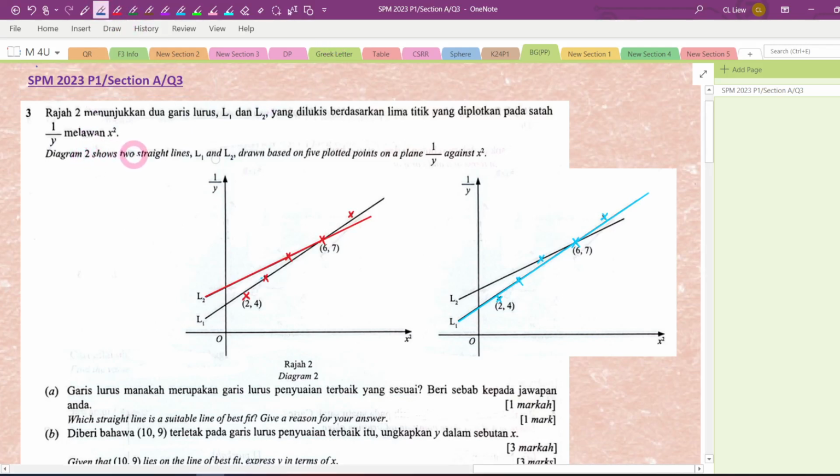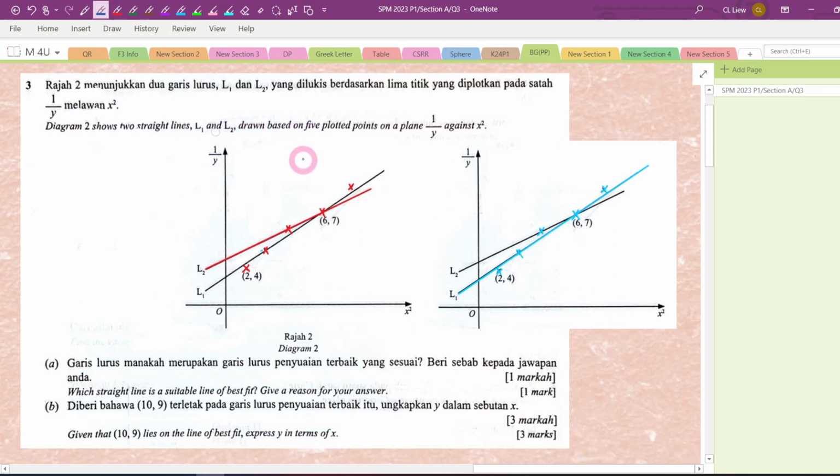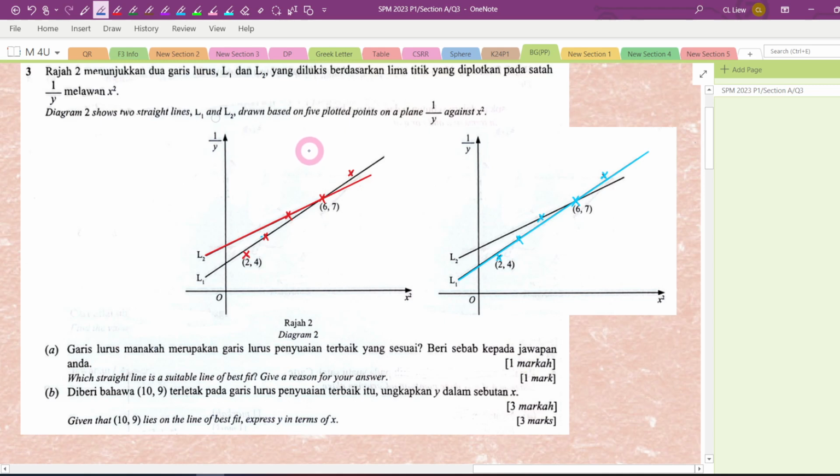Diagram 2 shows two straight lines L1 and L2 drawn based on 5 plotted points on a plane, 1 over y against x squared. For part A, the question is asking us which straight line is a suitable line of best fit. Give a reason for your answer. Now try to observe these two straight lines L1 and L2.